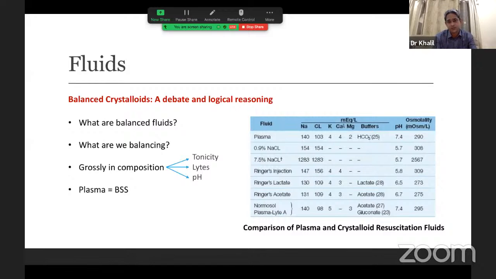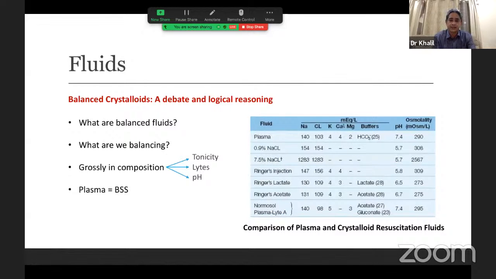If you see this table, where the composition of plasma has been compared with other crystalloids like normal saline, ringer lactate, as well as Plasma-Lyte or Normosol, you can see the plasma has a sodium concentration of 140, a chloride of around 100, and an osmolarity of 290. So that is what our plasma is made up of. Other crystalloids like sodium chloride have a high sodium compared to our plasma. So too the chloride concentration.